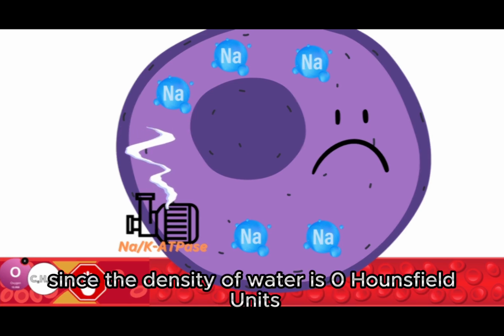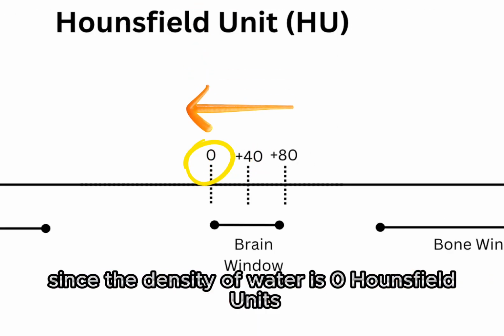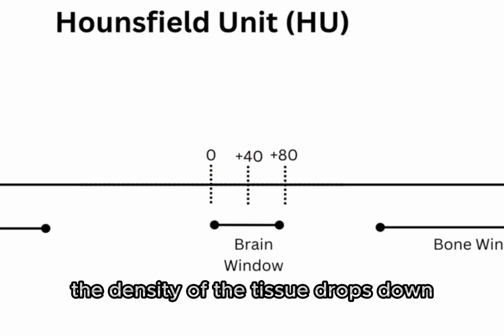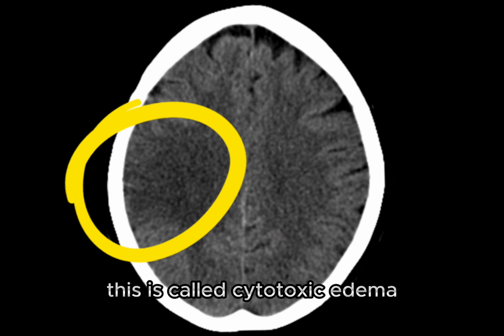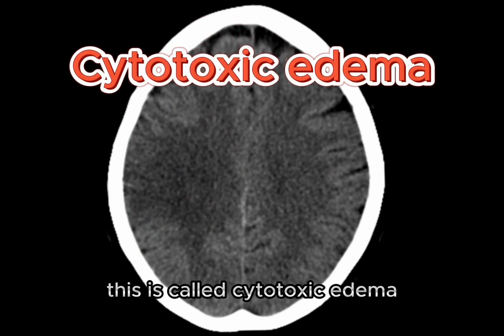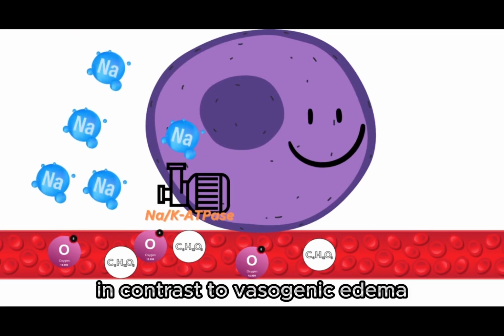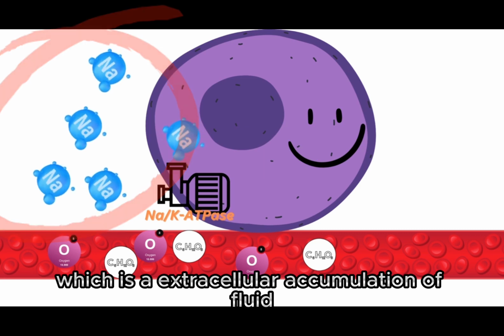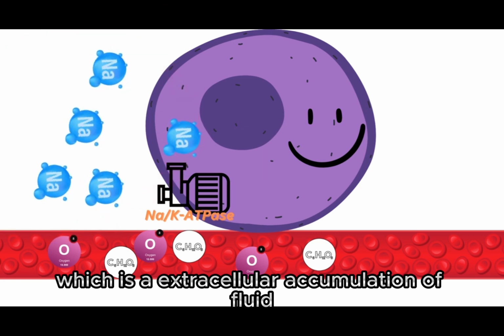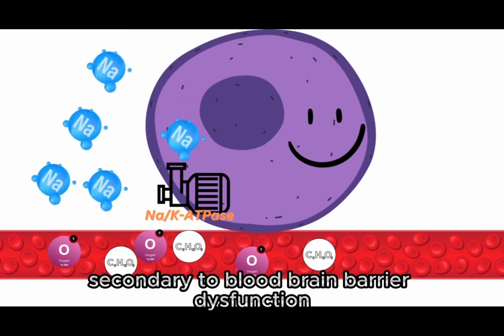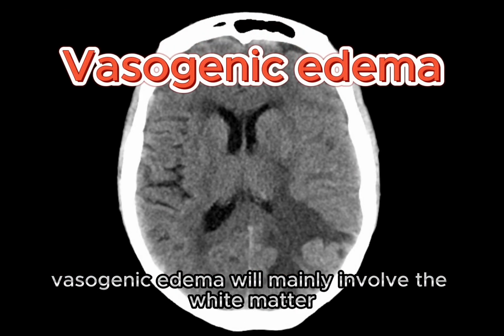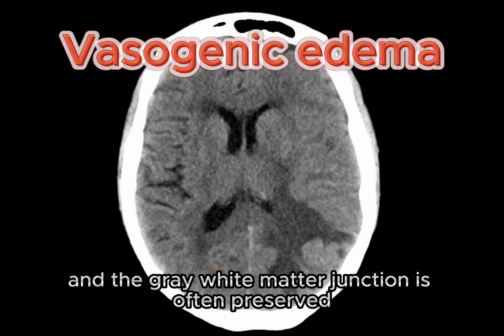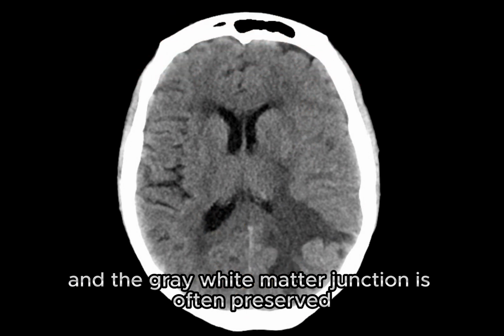Since the density of water is 0 Hounsfield units, the density of the tissue drops down and the gray-white matter junction becomes unclear. This is called cytotoxic edema. In contrast to vasogenic edema, which is an extracellular accumulation of fluid secondary to blood-brain barrier dysfunction. Vasogenic edema will mainly involve the white matter, and the gray-white matter junction is often preserved.